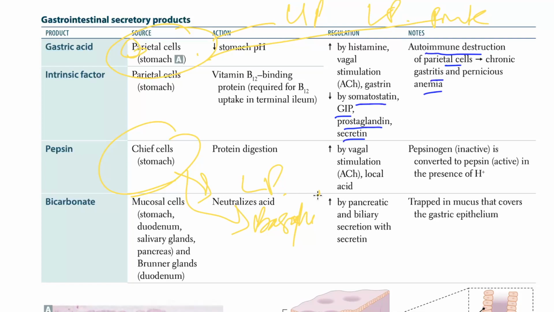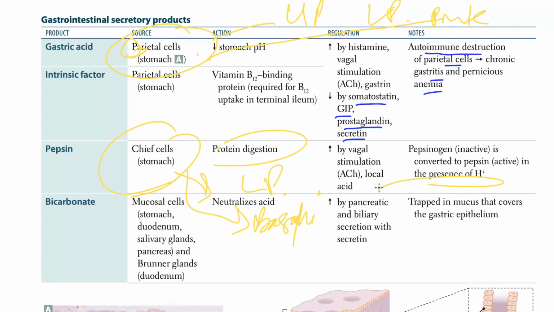So yeah, let's read the pepsin now. It does the protein digestion, increased by vagal stimulation and local acid, right? Pepsinogen inactive is converted to pepsin active in the presence of acid. Well, I did talk about that already.